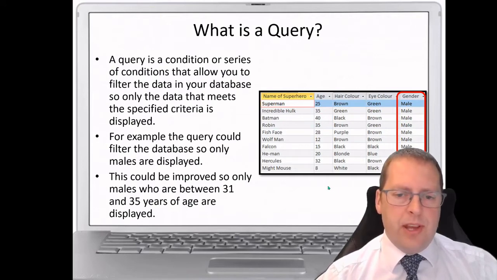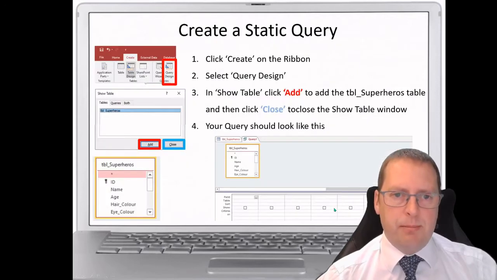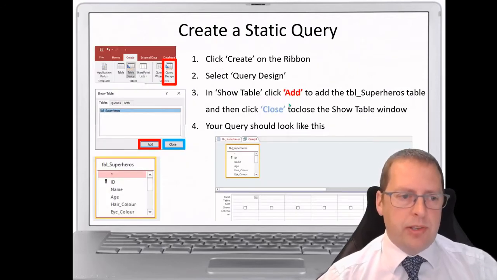One way to improve this is we can then add a second question into the same query where we're looking for all of those males that are between the ages of 31 and 35. So we can have an AND query where we're asking 2 different areas, but we'll start with a simple query, and that's what we're going to do here.